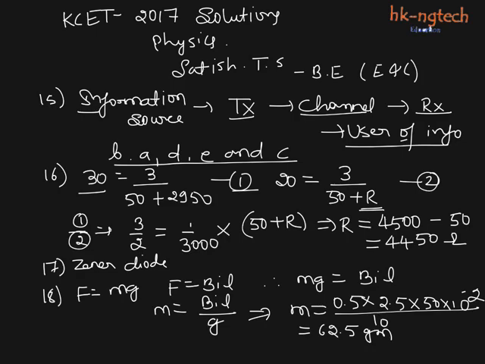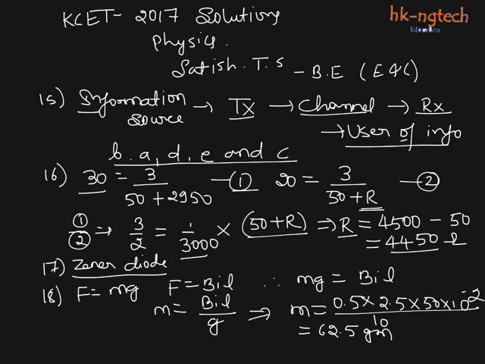So if I divide equation number 1 by equation number 2, I am left with 3 by 2 is equal to 1 by 3000 into 50 plus R. Therefore I will get R as 4450 ohm as the answer. But here they have not given 4450, instead they have given 4440. So the nearest answer is 4440, we can say. 17th question: which of the following semiconducting devices is used as a voltage regulator? It's a direct question. Zener diode will be used as the voltage regulator.